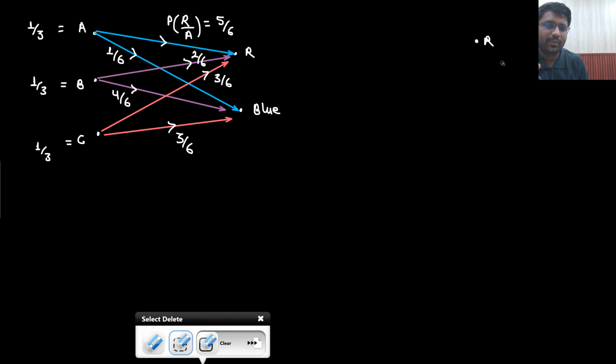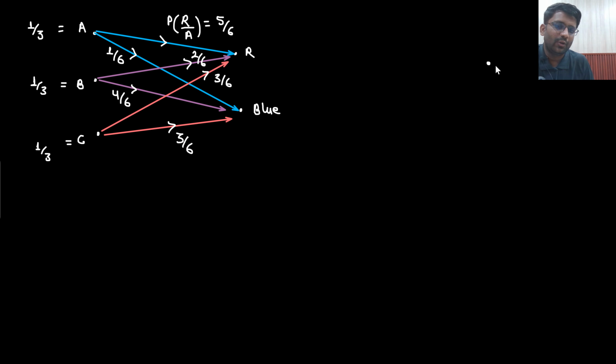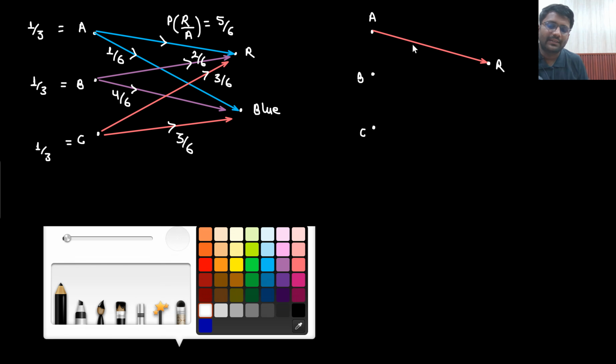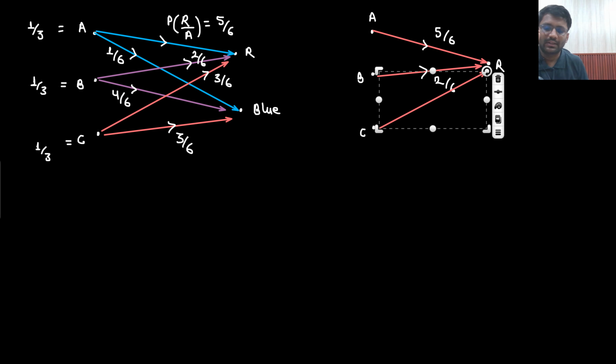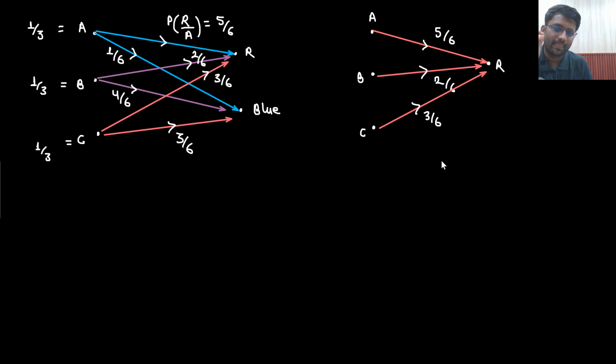So now the picture is clear. If I need to talk about only the red ball, let's say I need to make a separate diagram, then it can come from box A, or from box B, or from box C. Probability of selecting a red ball given that it has come from box A is 5 by 6. Given that it has come from box B, that is 2 by 6. And given that it has come from box C, that is 3 by 6.